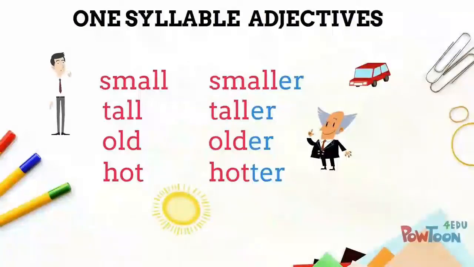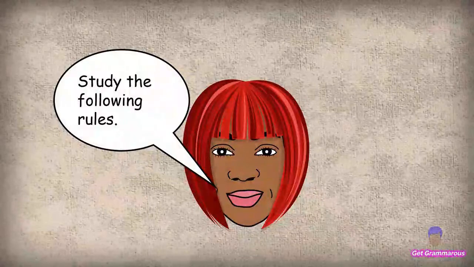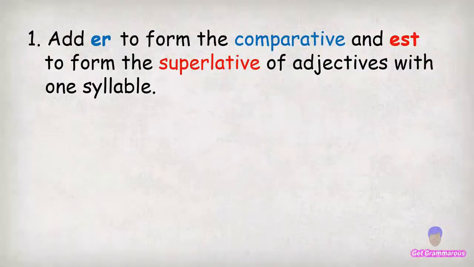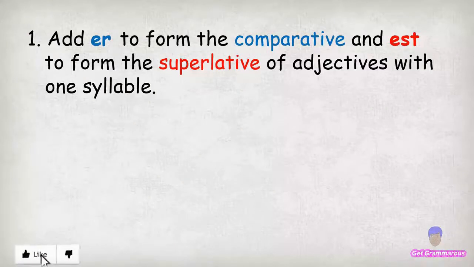More examples: small, smaller, tall, taller, old, older, hot, hotter. Make the comparative and the superlative. Study the following rules. Rule number 1. Add -er to form the comparative and -est to form the superlative of adjectives with one syllable.